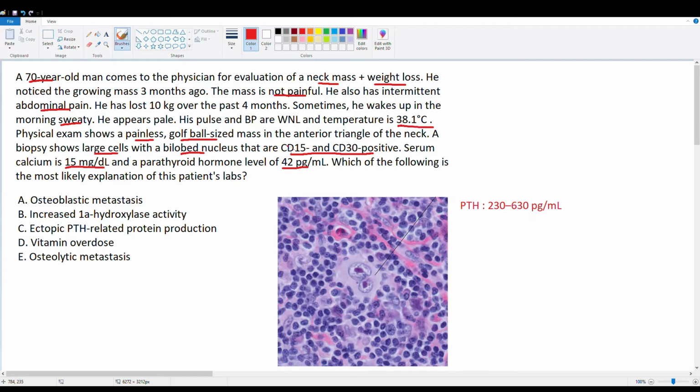So he has a CD15 and CD30 positive, bilobed nuclei mass. What does that make you think of? Obviously Hodgkin's lymphoma, right? So here's our Reed-Sternberg cell. Essentially, they told you the bilobed nucleus cell was this Reed-Sternberg cell.